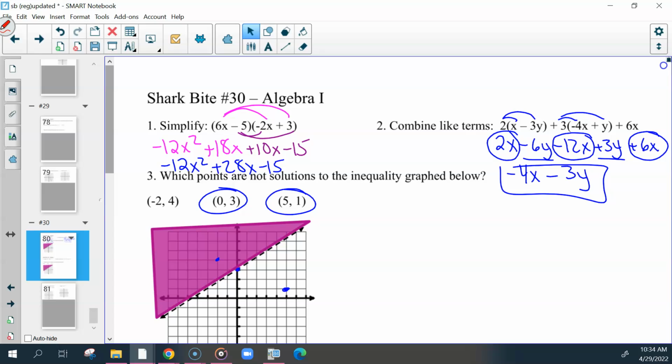Number 2 is another combining like terms where you have to distribute. So you get 12x minus 6y minus 12x plus 3y, and then you have a 6x at the end. Combine all of your x's together. 12 minus 12 gives us negative... 2 minus 12 gives us negative 10. Plus 6 will give us negative 4x. And combine our y's. Negative 6y plus 3y will give us negative 3y. Questions on that one?